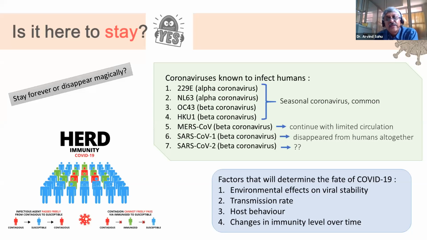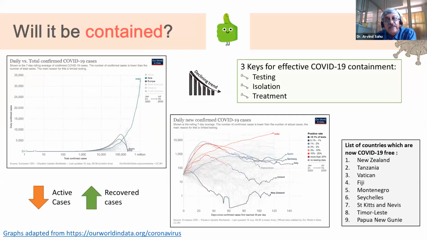But my gut feeling is that this will become more like a seasonal infection, like what is there about seasonal coronavirus, what we see in Hong Kong. Probably more like that is what is going to happen. So will it be contained?